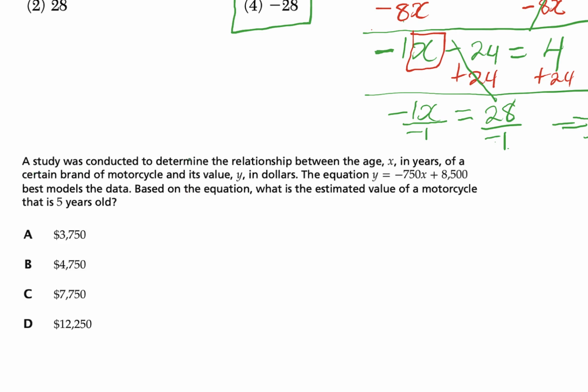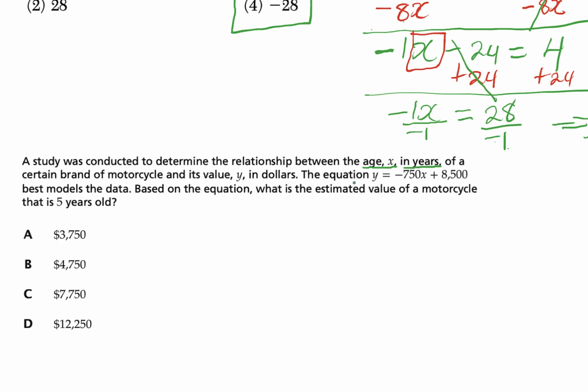So it says a study was conducted to determine the relationship between the age x, so your age is represented by x, in years. So that is important. All these commas: age, comma, x, comma, in years, comma. So age is x and it's in years of a certain brand of motorcycle and its value y in dollars. So again, notice the commas. Its value, comma, y, comma, in dollars. So the value of this motorcycle is represented by y, and y is in dollars.